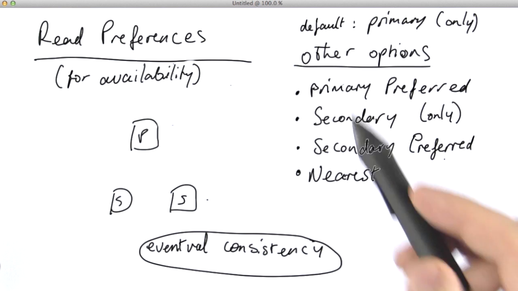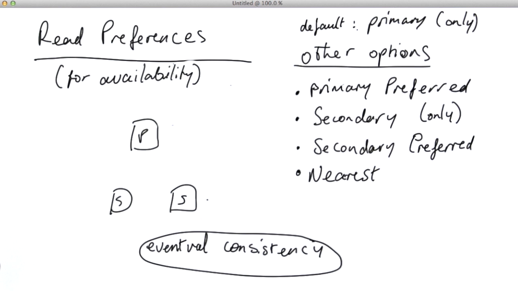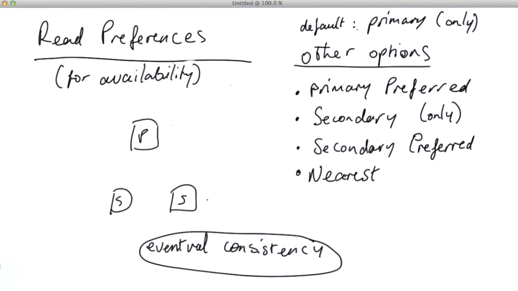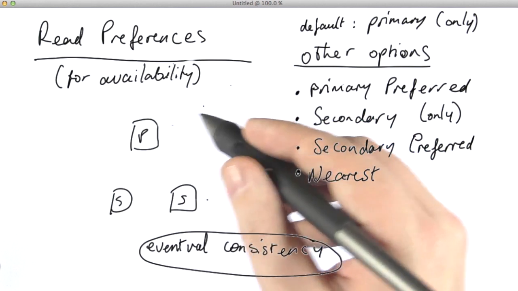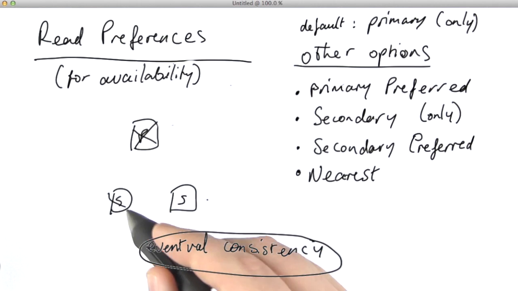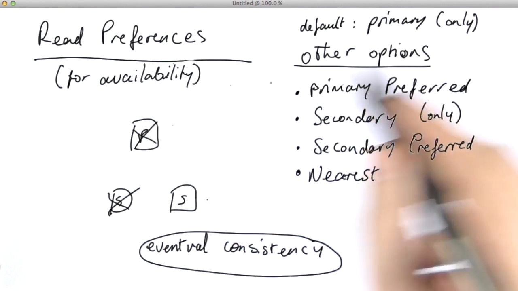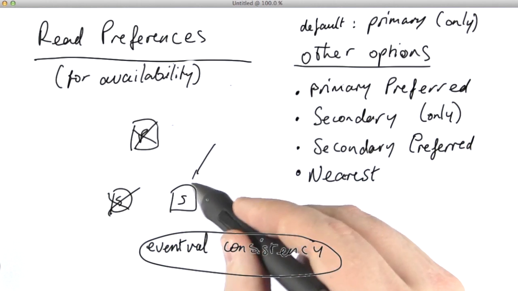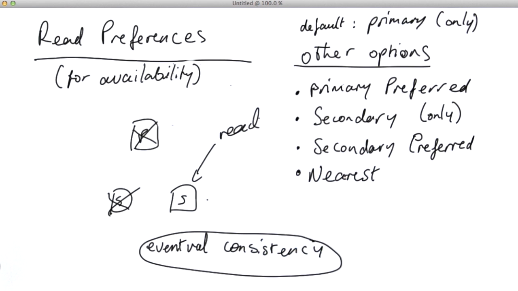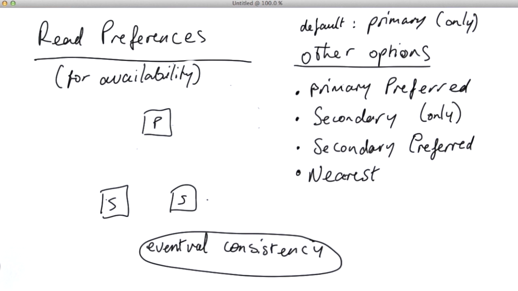All of these options, except for primary itself, can take advantage of some of the redundancy that's built into a replica set. Primary preferred, for example, if the primary goes away, and indeed the secondary goes away, and no new primary is elected, primary preferred will allow you to read from this secondary here, the one remaining one that's up. If you'd set primary, you would have gotten an error.